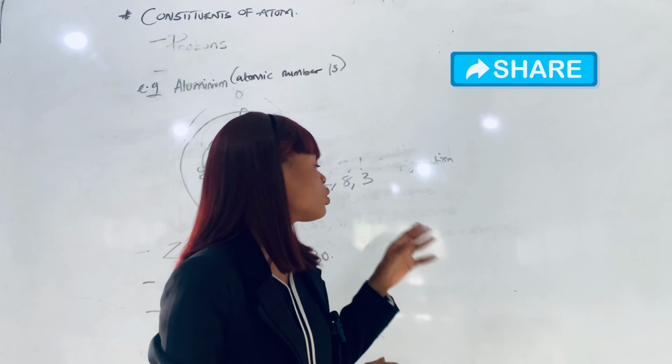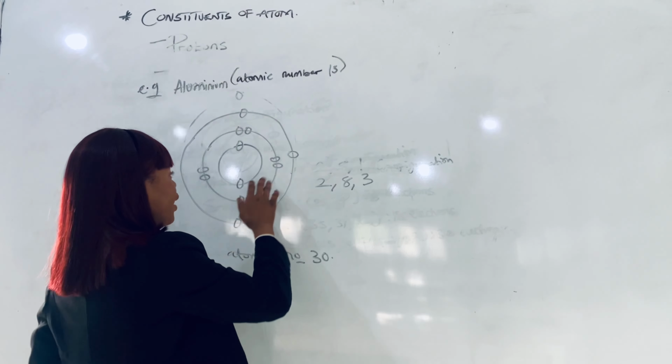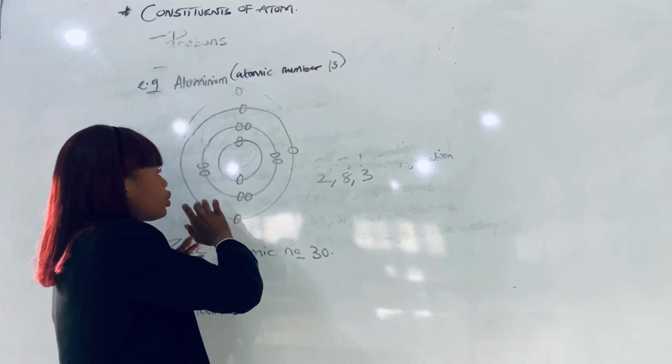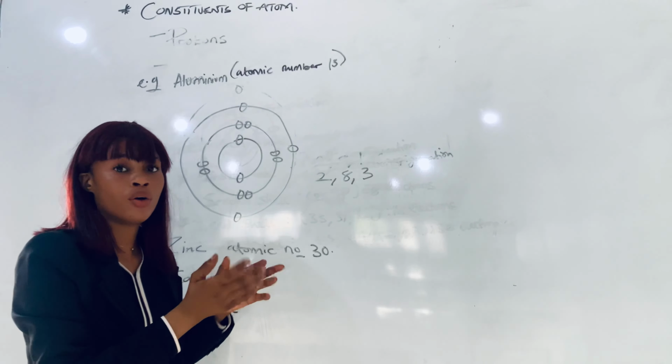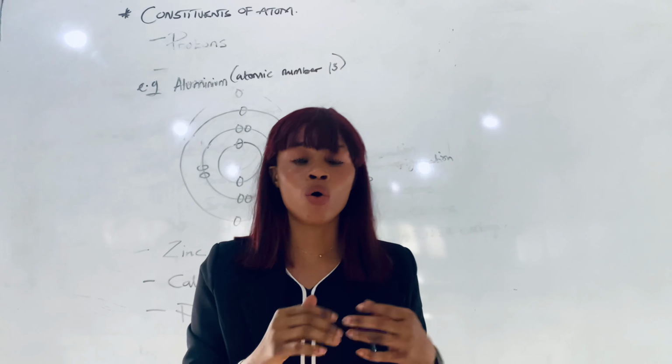But for the sake of those that may want to ask this question, now you may want to know, why do we pair the electrons? Why not just place them anyhow? No, chemistry is all about principles and laws. We have what we call Hund's rule.